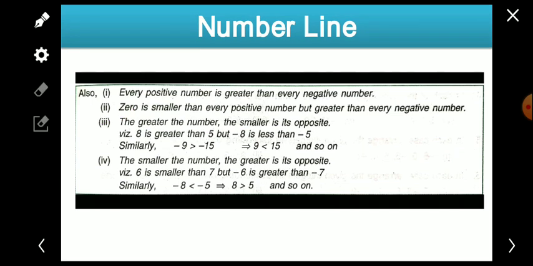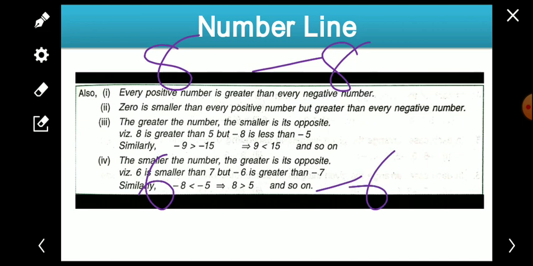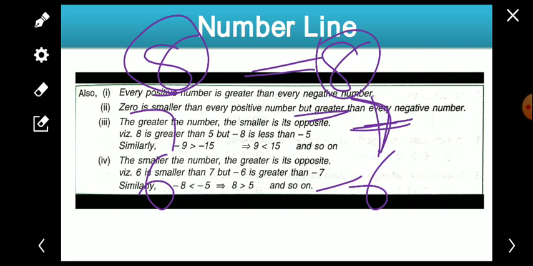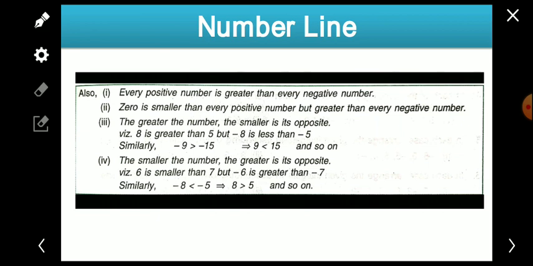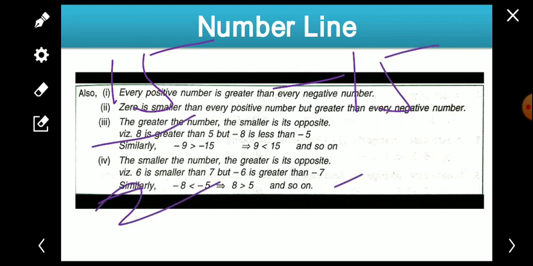The opposite of 8 is minus 8. The opposite of 6 is minus 6. The opposite of 7 is minus 7. Opposite means the numerical value will be the same, but the sign will be just opposite. In place of positive, it will be negative, but the numerical value will be the same. So these are the opposite numbers. I hope that you understood. The opposite of 15 is minus 15. The opposite of 2 is minus 2.